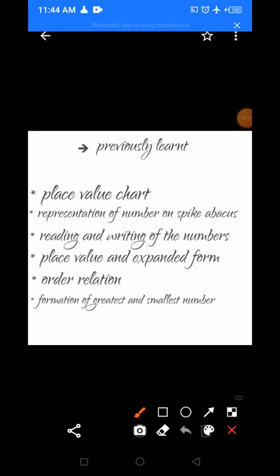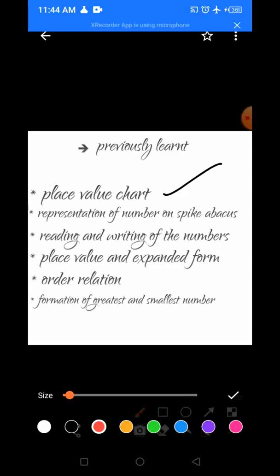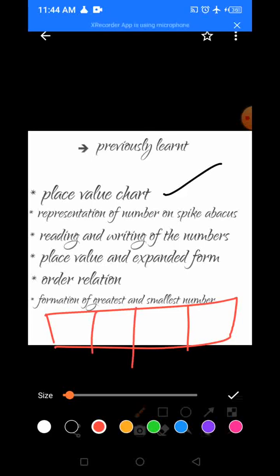So now, children, what have we learned before? We have finished our place value chart. Yes, where we learned that there are 4 periods: the unit period, the thousand period, the lakh period and the crore period. The whole chart, if you remember. Do you remember we had this whole chart? Divided into 4 parts.